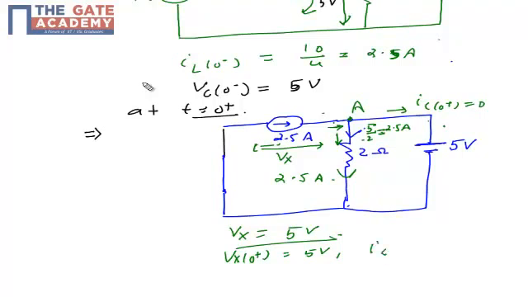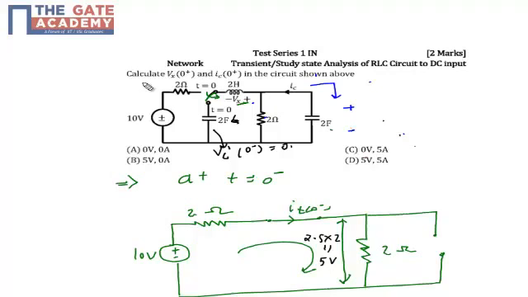and IC(0 plus) will be 0 because there is no current which is going to flow across the capacitor. So I have my voltage across the inductor as 5 volt and current across the capacitor as 0 ampere. So my right option is option B. Option B is my correct option. Thank you.